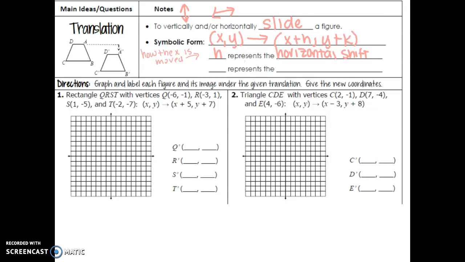And the k, let me do that in another color, represents the vertical shift. And the vertical shift is how the y is moved.